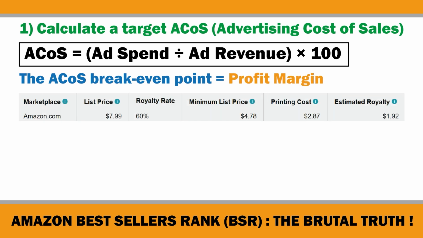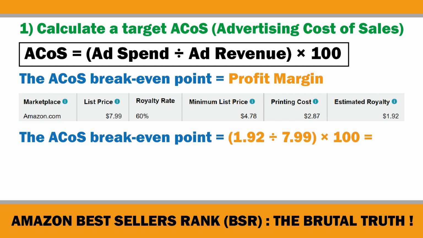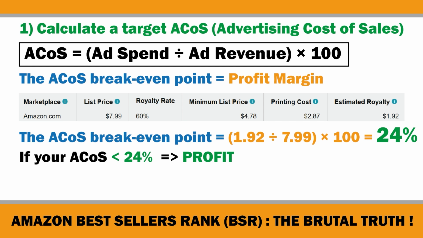For example, if you sell your book at the same price as Cocowayo's coloring book, $7.99, and your profit per sale is $1.92, the break-even ACoS would be 1.92 divided by 7.99 times 100 equals 24%. If your ACoS is below 24%, you are making a profit. If it is above 24%, you are losing money. Depending on your strategy, you might intentionally accept losses initially to improve your organic ranking for certain keywords, which is a common practice to stimulate organic sales over time.